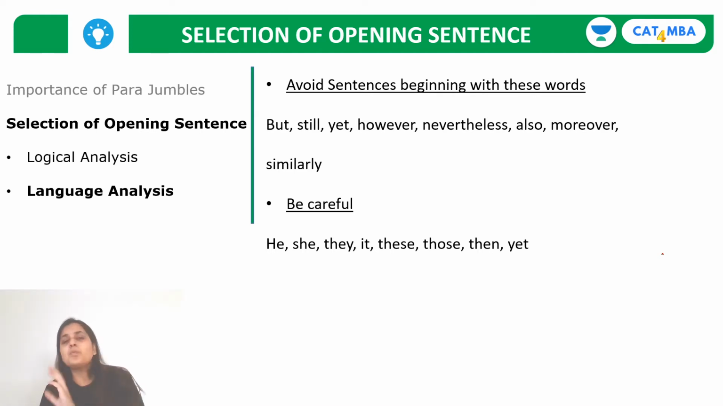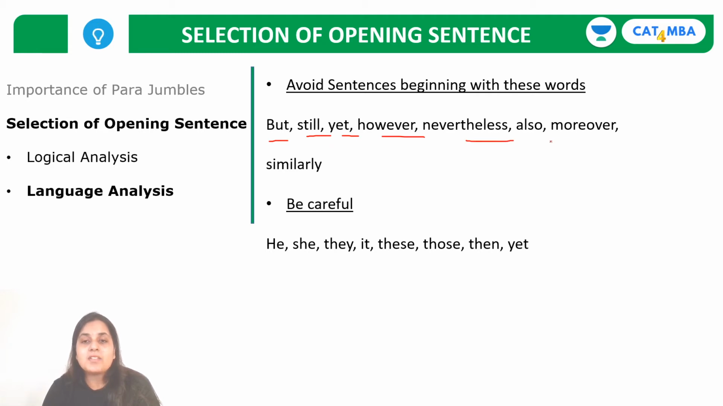Okay, right. So in addition to this, guys, there are also certain grammatical cues that I want you to remember. Now here I've seen students having a lot of misconceptions. First point says, avoid sentences beginning with these words. Why? Look at it. But, still, yet, however, nevertheless, also, moreover, similarly, likewise, so and so. Why? Because most of these are conjunctions. And conjunctions are joining words. Now, they are connectors. So, when they are connectors, they are joining words, they are conjunctions, they indicate continuation, they indicate contradiction.